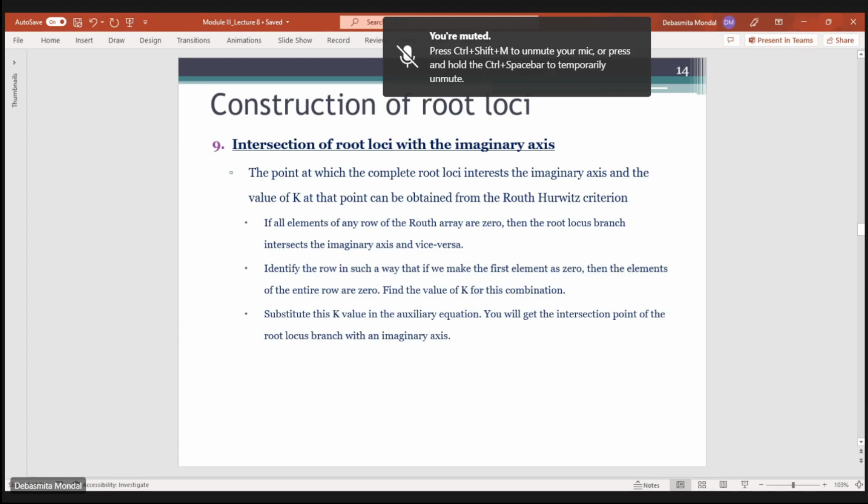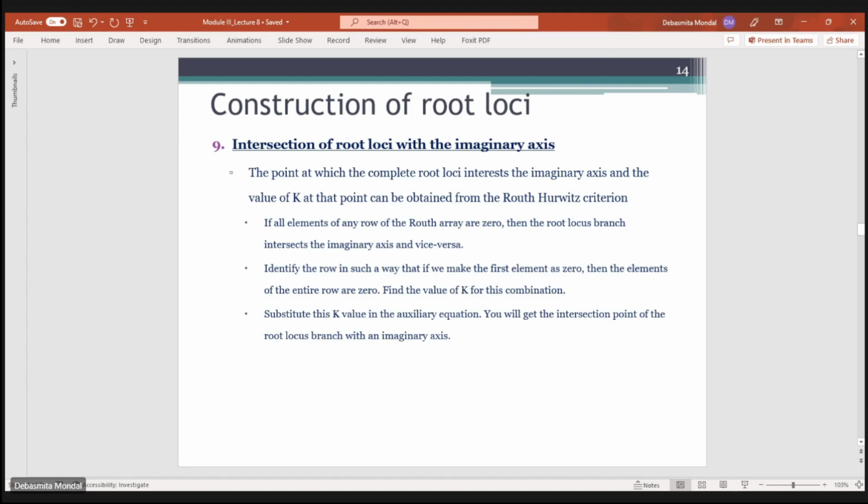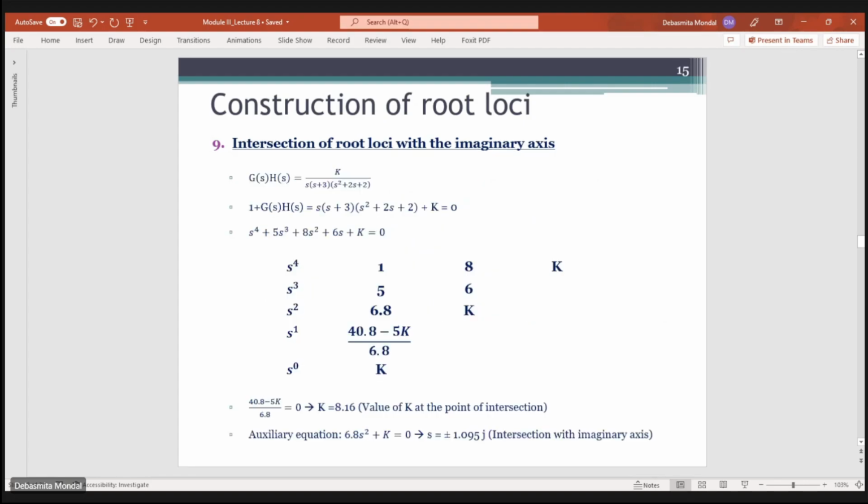So if you substitute this value of k, which you have found from here, in the auxiliary equation, you will find the intersection point of the root locus with the imaginary axis. That will give you the value of s, or rather the value of omega, which is the point of intersection of the root locus with the imaginary axis.